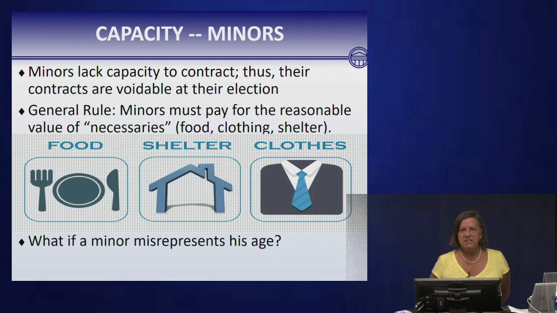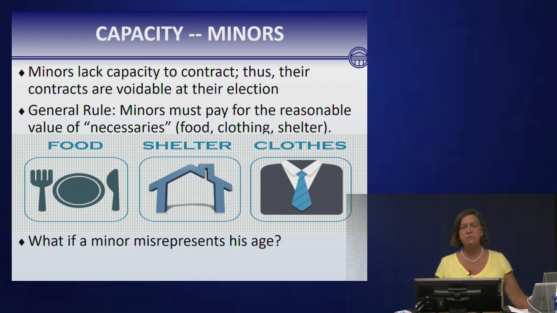There's a rule that's applied in a majority of states, including Virginia, and this is a common law rule, and that is that minors must pay for the reasonable value of necessaries. Necessaries are food, clothing, and shelter. By statute, in a majority of jurisdictions, minors are also liable for contracts made while running a business, for education loans, and for contracts for medical care.